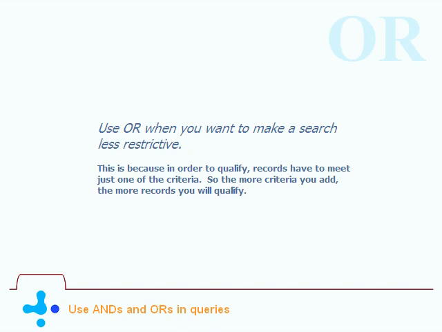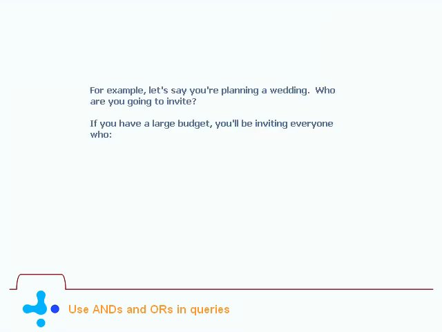Use or when you want to make a search less restrictive. This is because in order to qualify, records have to meet just one of the criteria. So the more criteria you add, the more records you'll qualify. For example, let's say you're planning a wedding. Who are you going to invite?